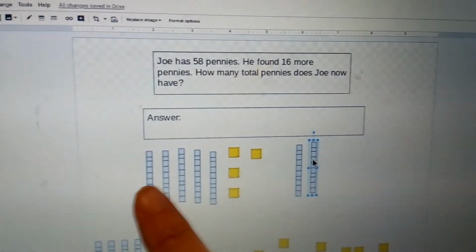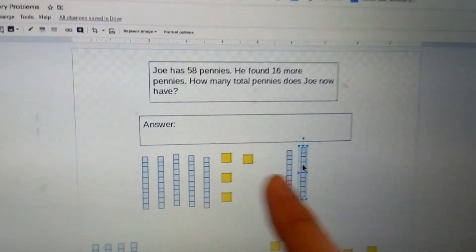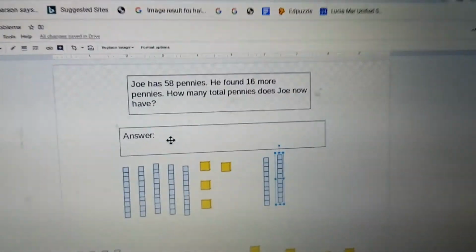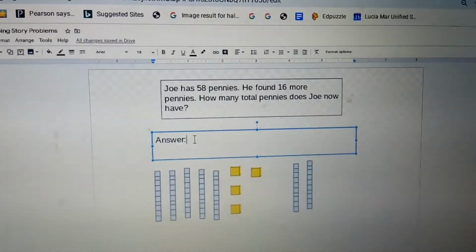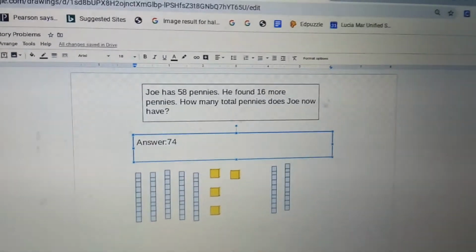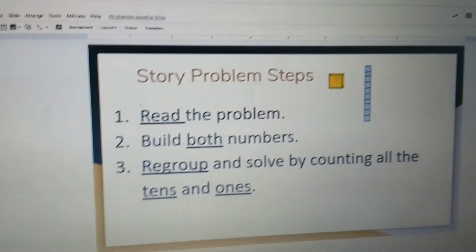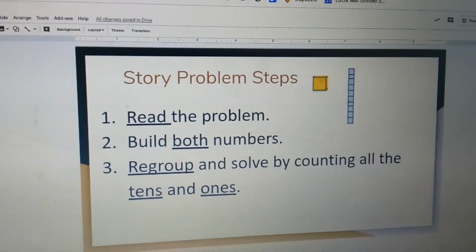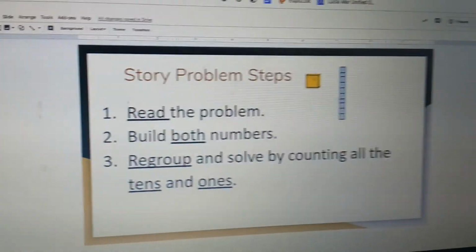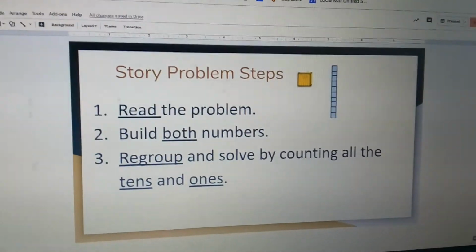Let's double check. 10, 20, 30, 40, 50, 60, 70, 71, 72, 73, 74. So I'm going to type right in here, 74. You guys did a wonderful job of both watching me and helping me complete our story problem steps of reading the problem, building both our numbers with our 10 sticks and 1's units, and finally regrouping to solve and then counting all our 10s and 1s.